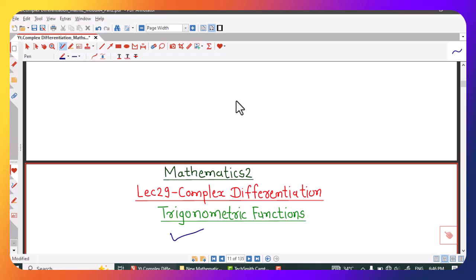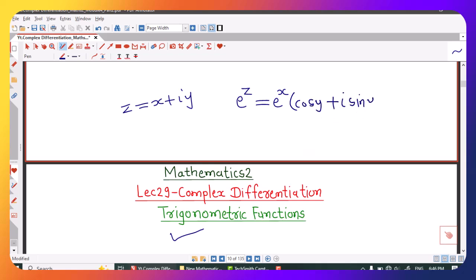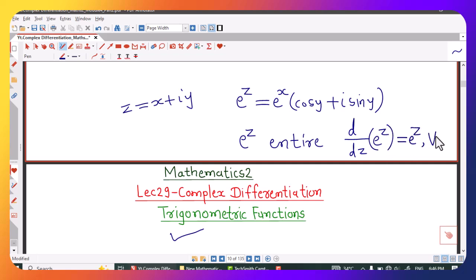If you recall, we have discussed that the exponential function is denoted by e to the power z, and if z is x plus iy, then e raised to z is defined as e raised to x times (cos y plus i sin y). And we have also discussed that e raised to z is analytic everywhere, that is, it is an entire function, and the derivative of e raised to z at any point z is e raised to z itself. This we have discussed in previous lectures.